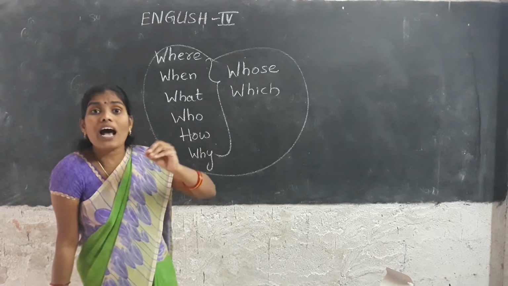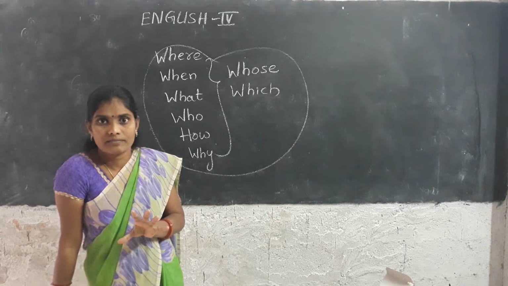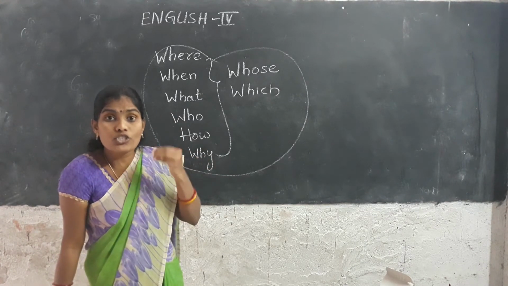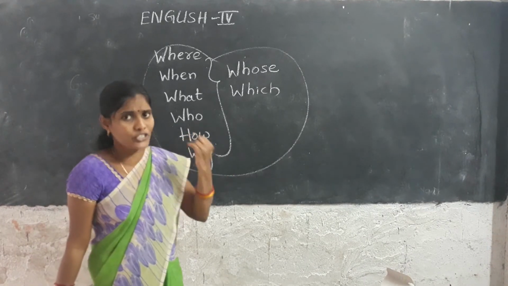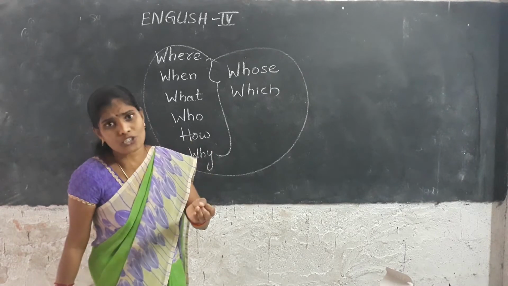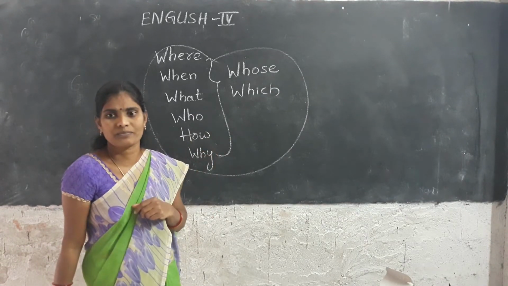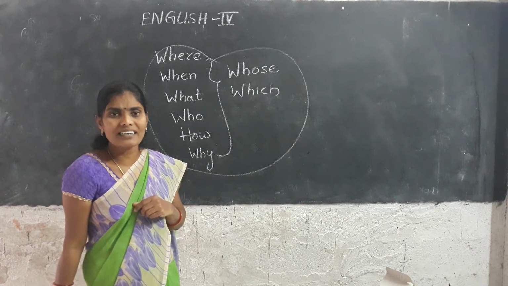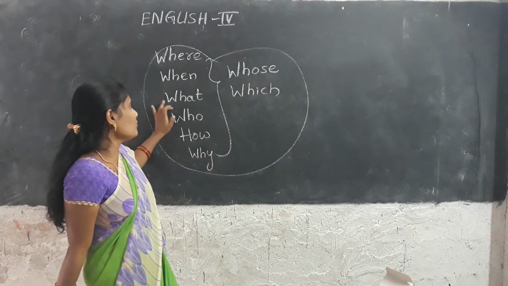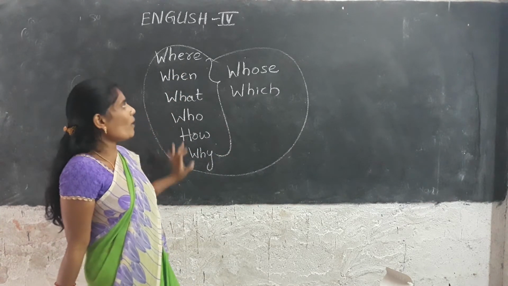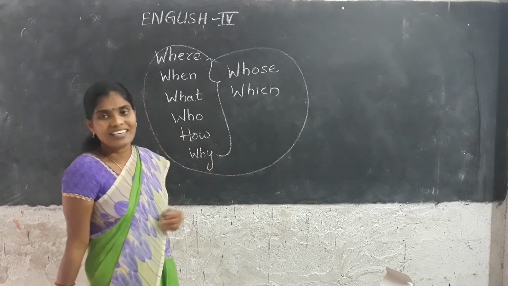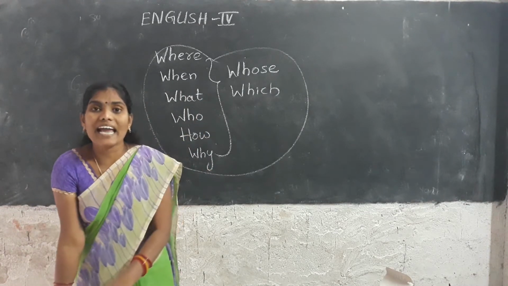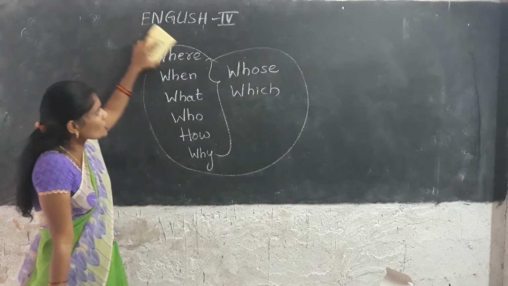When we want to ask the question, we use these questionnaires. These are called questionnaires, interrogative adjectives. They have so many names. Understand? Where, when, what, who, how, why, whose, which, when is given. These are all called interrogative adjectives or questionnaires.